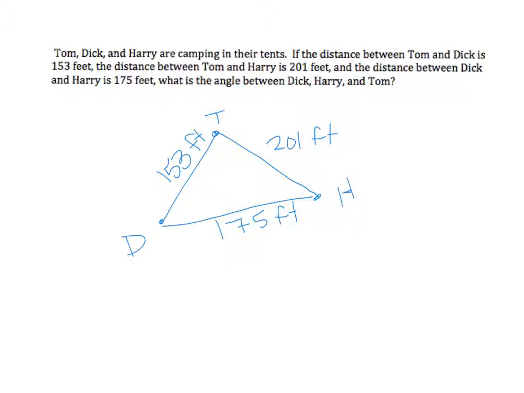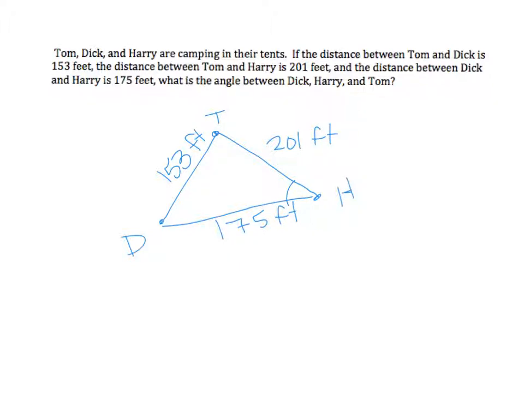Which angle are we actually looking for here? T, D, or H? What is that? We're looking for, starting from D, going to H to T, this is the angle that we're looking for. So we want to figure out what angle H is. We're given all 3 side lengths. We need to use the cosine law.